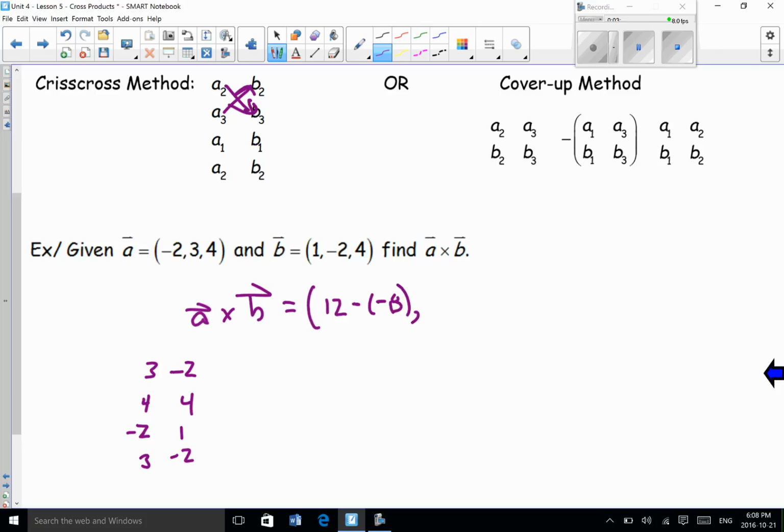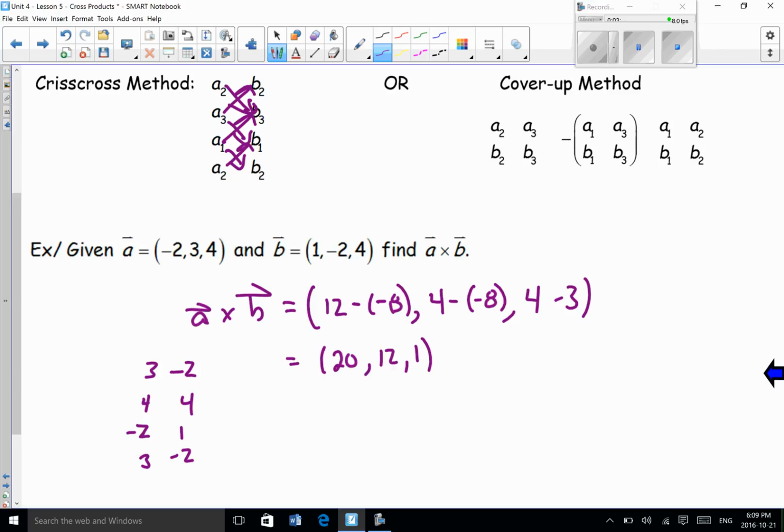And there's your x component. So your y component, you do next to that, minus that. So we do 4 minus negative 8 again. And to the z component, we do these two minus these two. So 4 minus 3. And if you do the math here, we end up with a vector 20, 12, and 1. And that's our crisscross method.